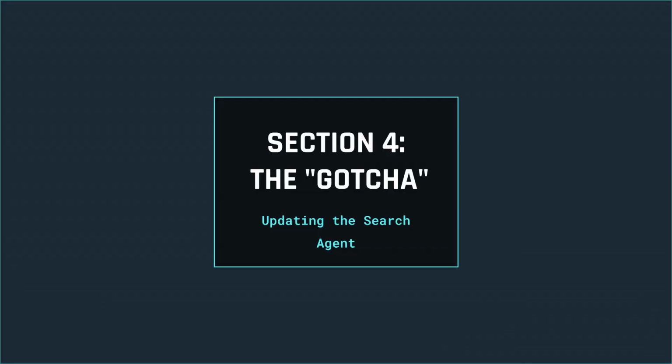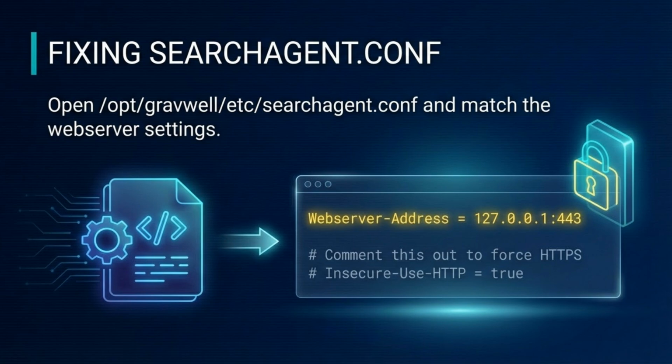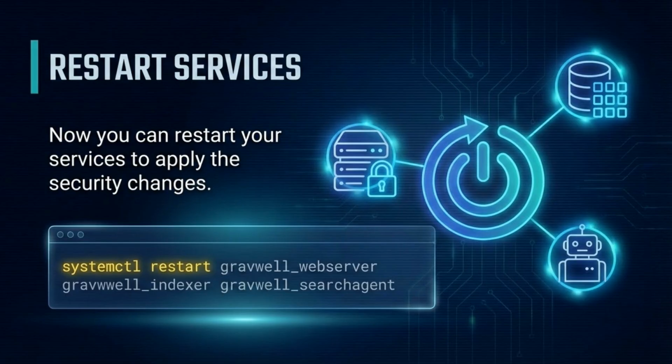Section 4 covers the gotcha when updating the search agent configuration. Don't forget the search agent. If you switch the web server to HTTPS but forget to update the agent, it will keep trying HTTP and fail, leading to disconnection. Fix this by editing searchagent.conf. Update the web server address to use port 443 and comment out the Insecure-Use-HTTP=true line to force HTTPS. Finally, restart your services to apply the security changes using the systemctl restart command for the web server, indexer, and search agent.